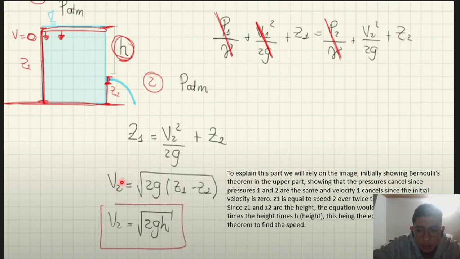speed 2 equals the square root of 2 times gravity times the height, where h is the height, C1 plus C2 is h. This being the equality of Torricelli's theorem to find the speed.